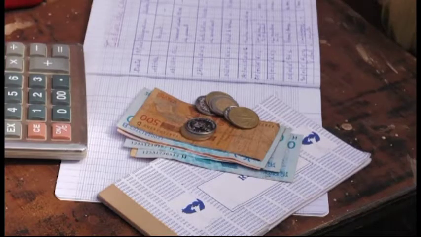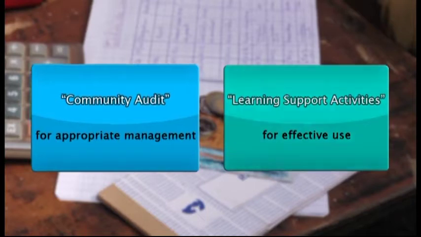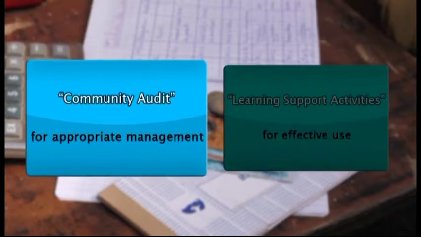The model for effective use of school grants consists of two pillars. One is community audit for appropriate management of school grants, and the other is school support activities for effective use of school grants. First, let's look at the community audit.